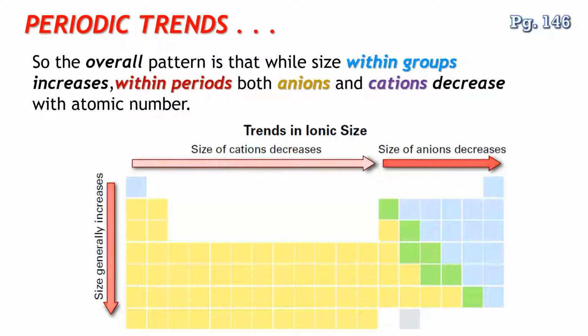So the overall pattern is that while size within groups going top to bottom increases, within periods both anions and cations tend to decrease with atomic number. And this is the reason why neutral atoms also decrease in size, because as you add electrons to the outer shells, they're pulling a little bit more, and so they tend to come together a little bit more because the number of protons and electrons is increasing at the same time, and they're both pulling on each other more. But the protons won't come out of the nucleus, and so it's only the electrons that are likely to move closer or farther away.